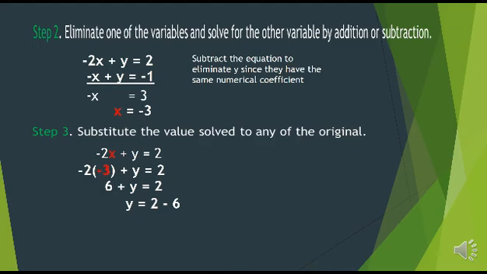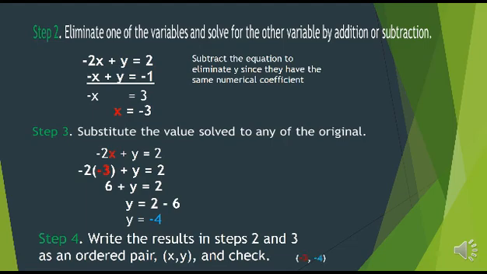We're going to add negative 6 to both sides, left and right side. If you add 6 plus negative 6, it will be cancelled. So what remains is y. So y is equal to 2 minus 6. Therefore, y is equal to negative 4.